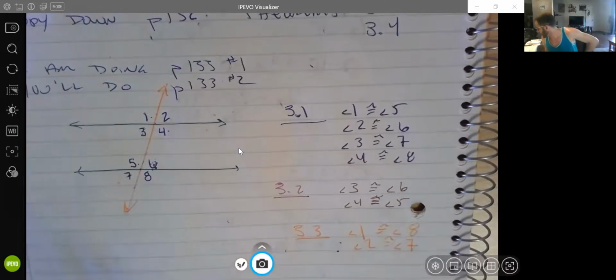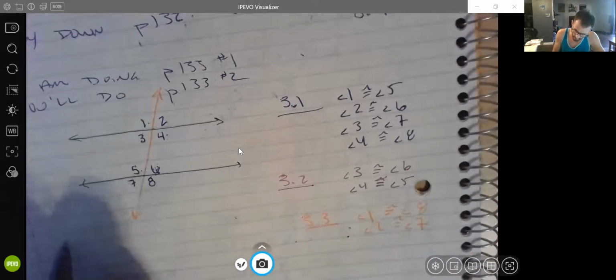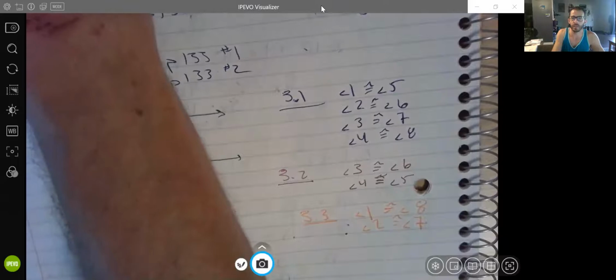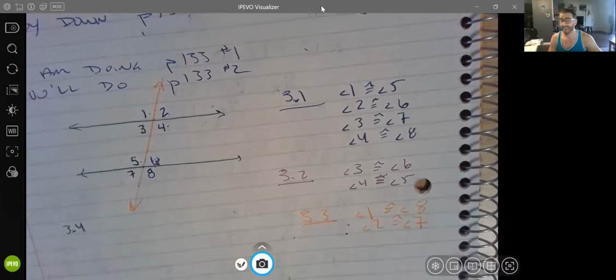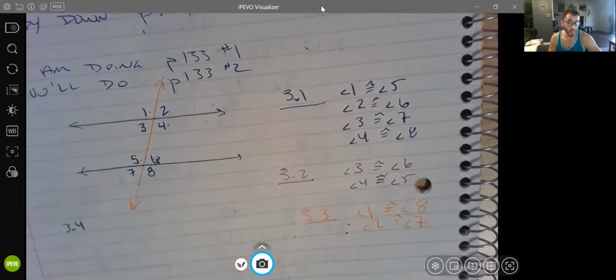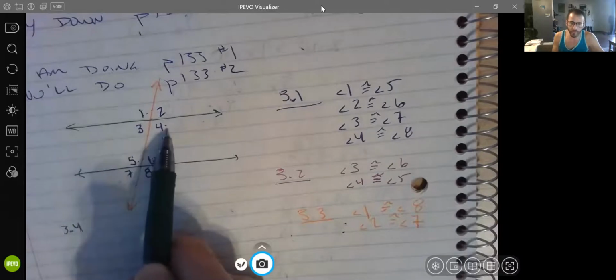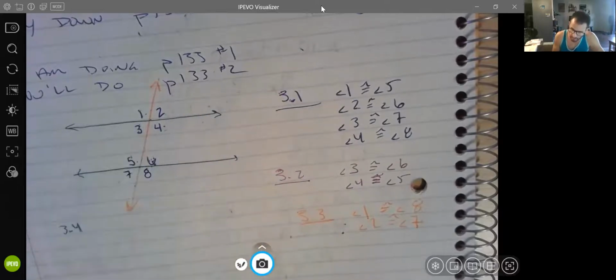Okay, and now the one theorem that kind of doesn't belong. These are all congruent. Theorem 3.4, consecutive interior angles. So consecutive interior, they have to be interior. Consecutive, they kind of have to be in order in some way. Now, we obviously know angles 3 and 4 are supplementary, right? Put them together, they equal 180, they form a line.